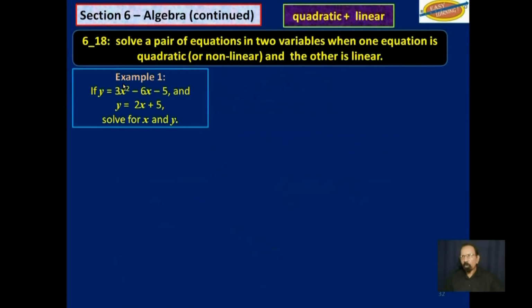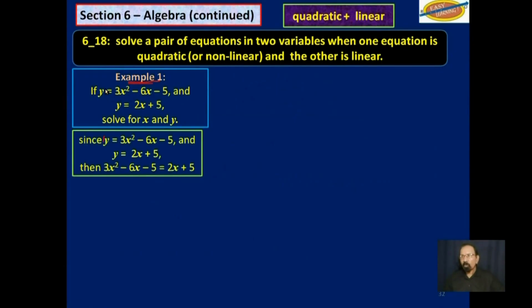So example 1, this is the one we just did by graph. But now we are actually going to calculate it. Now you can see clearly that y is equal to this expression here, and y is also equal to that expression here. Therefore, this first expression is equal to this second one. So you set it up like that: 3x squared minus 6x minus 5 is equal to 2x plus 5. Since both of them are equal to y, then they are equal to each other.